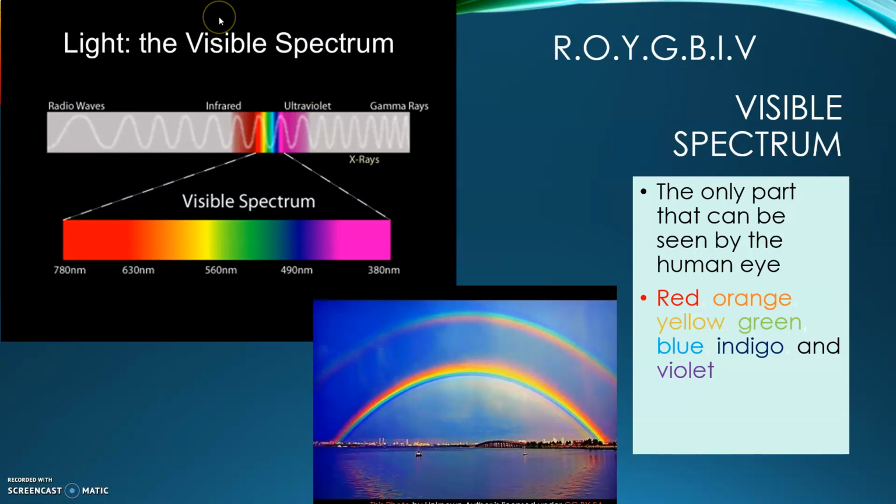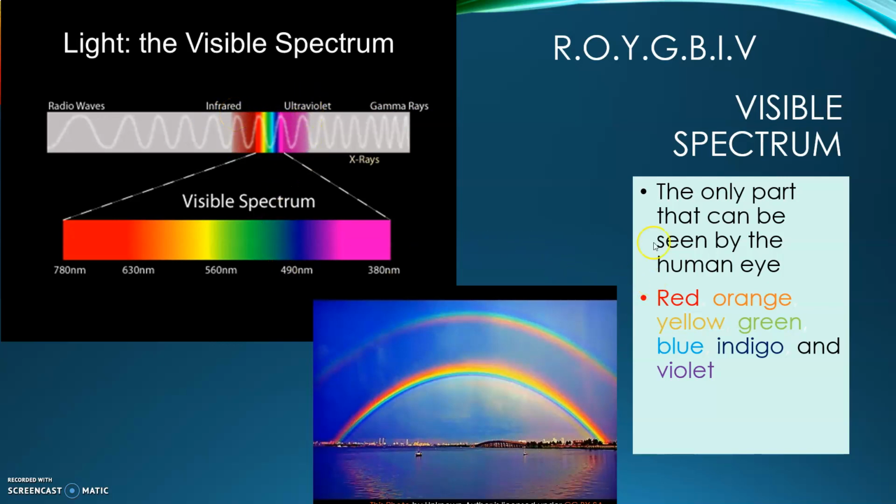Okay, and this is the visible spectrum. This is the actual spectrum that we can see with the human eye. It's amazing to think that on the left side we have radio waves, infrared, and microwaves right in between. We can't see those. We can't see ultraviolet, we can't see X-rays, we can't see gamma rays, but we can see this little visible spectrum that's in between infrared and ultraviolet.